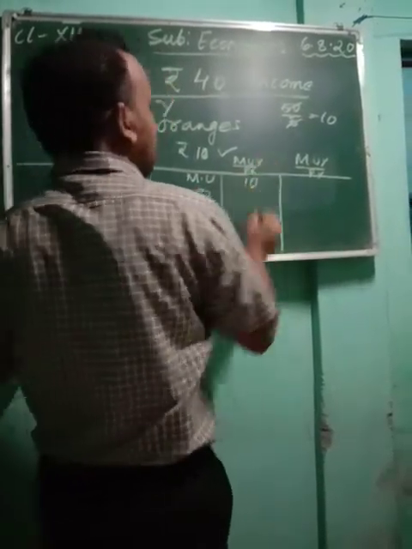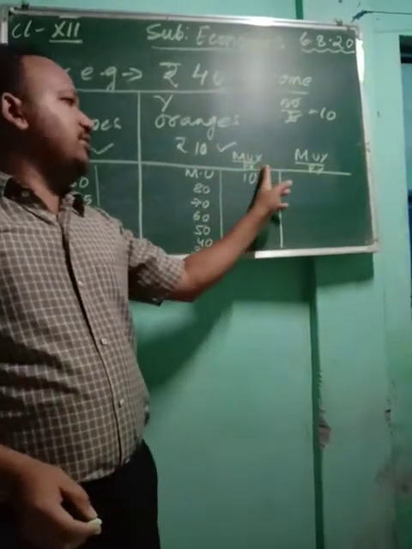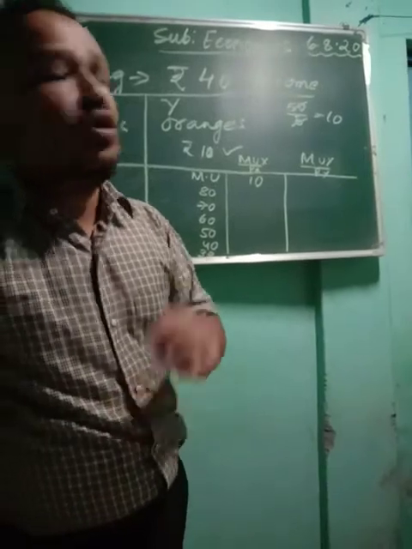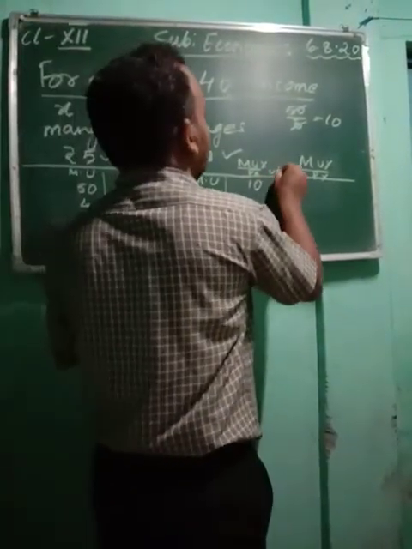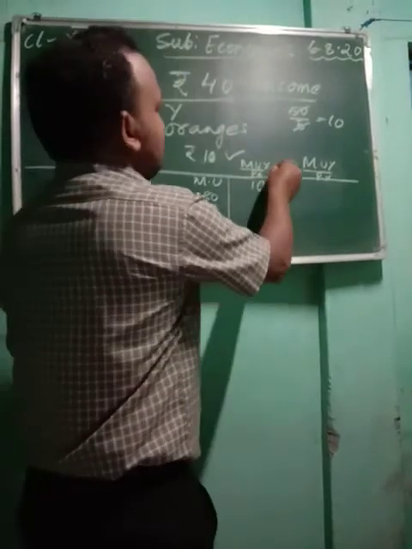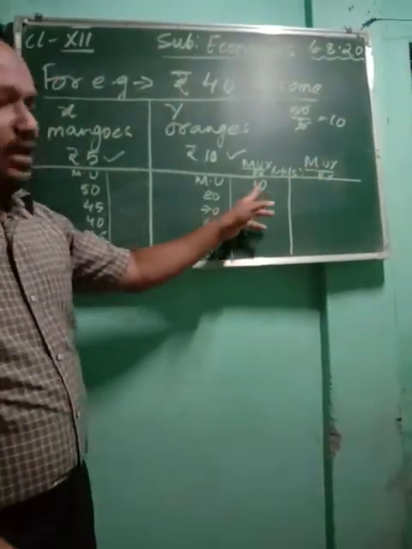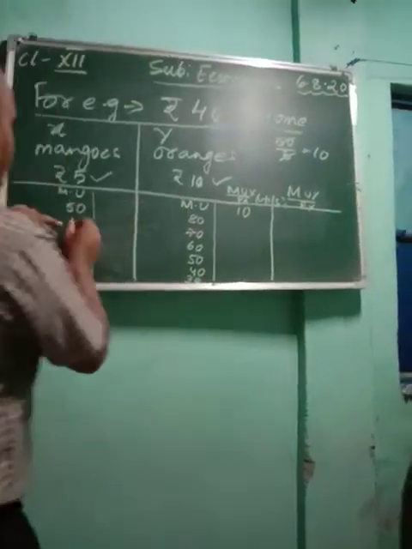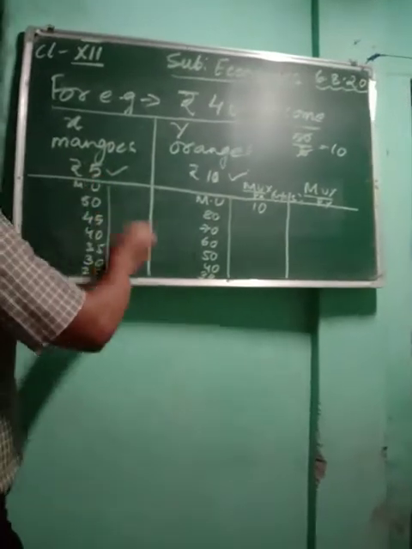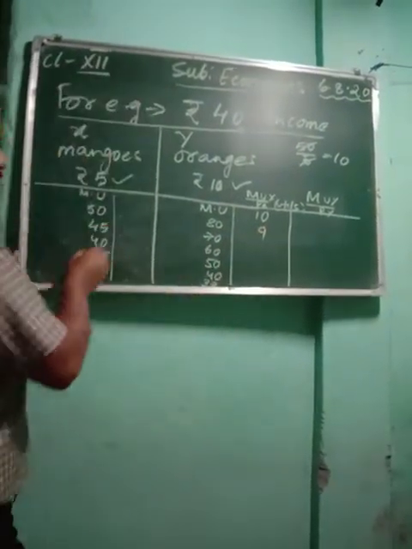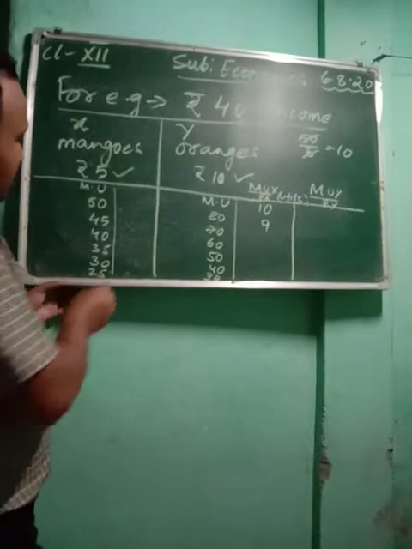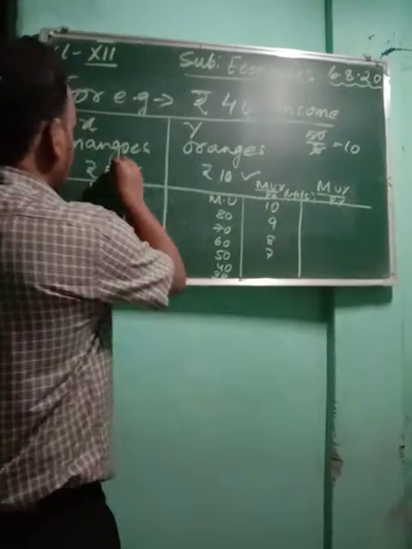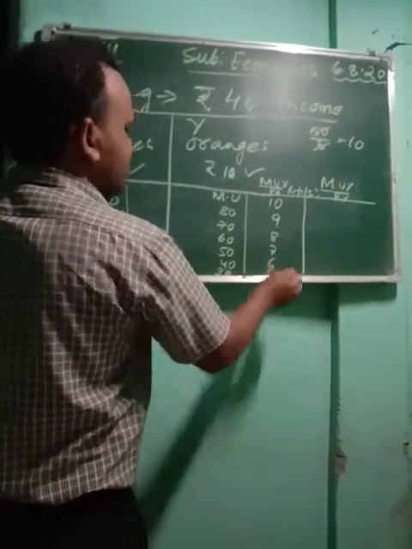So we are calculating marginal utility divided by price of X, and it will be calculated in terms of utils. This is the actual util that we are receiving. Now 45 divided by 5: 5 9s are 45. 5 8s are 40, 5 7s are 35, 5 6s are 30, 5 5s are 25.